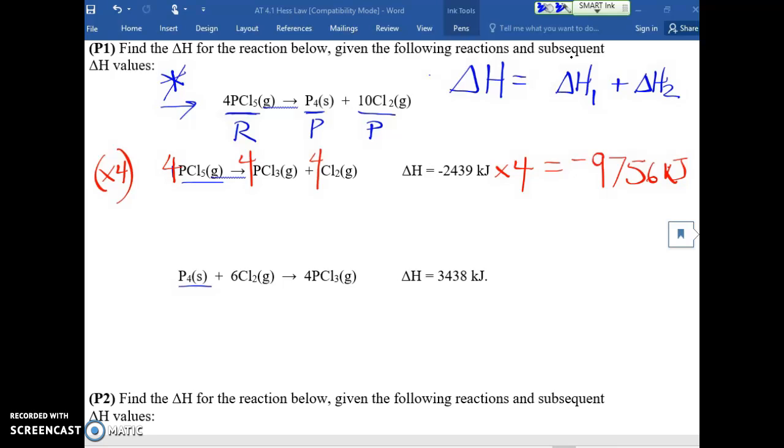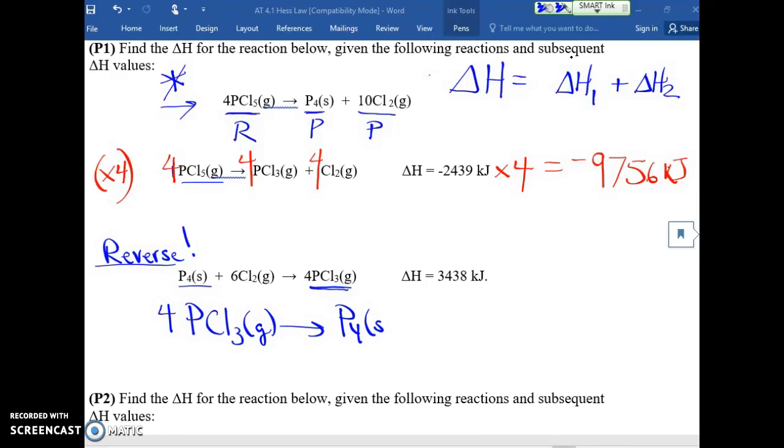So can we do that right now? We need the P4 on the product side. We need the 4 PCl3 on the reactant side. So I'm going to reverse the reaction. PCl3 gas, now that is on the reactant side. Again, I am reversing the reaction. The P4 solid is now on the product side where I need it. And of course, don't forget, you have to bring this 6 Cl2 gas onto the product side as well.